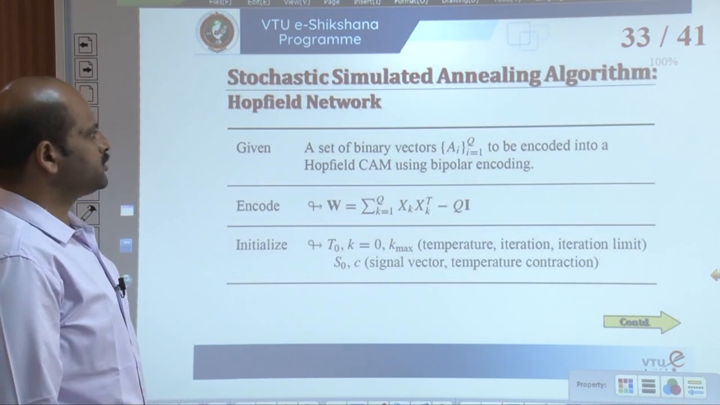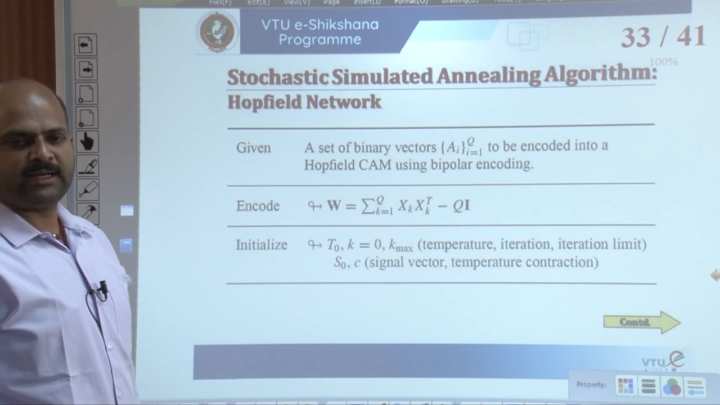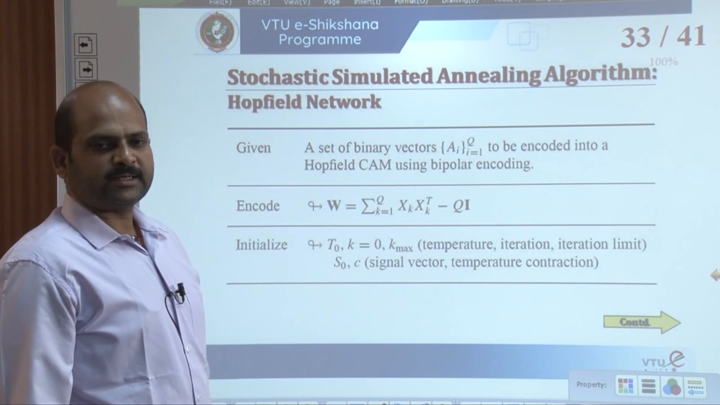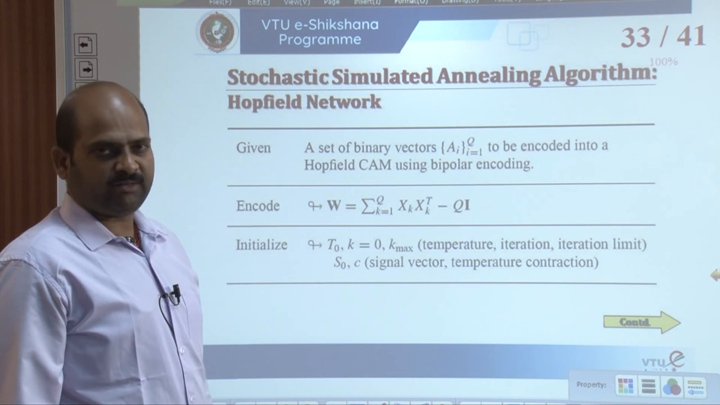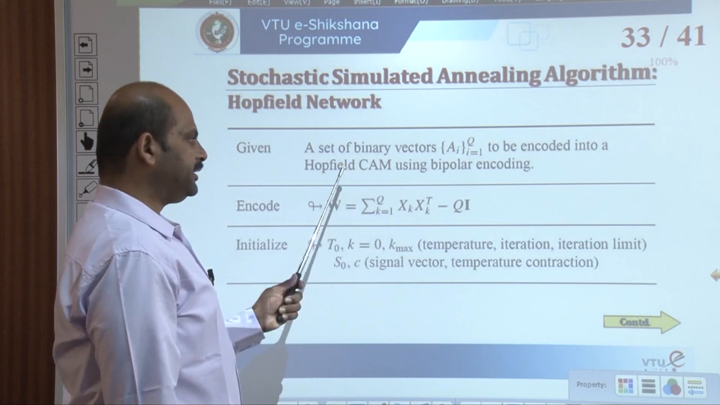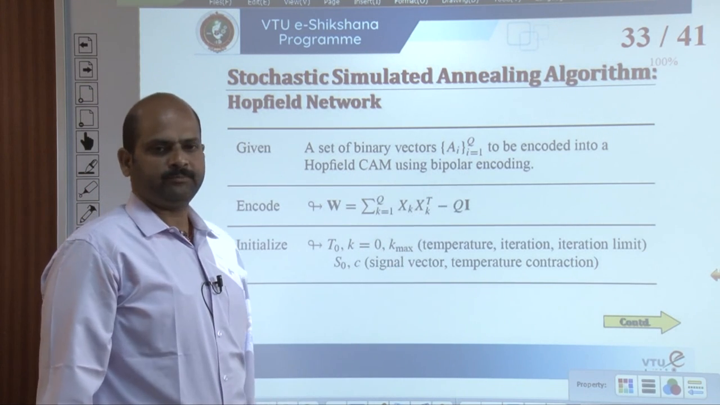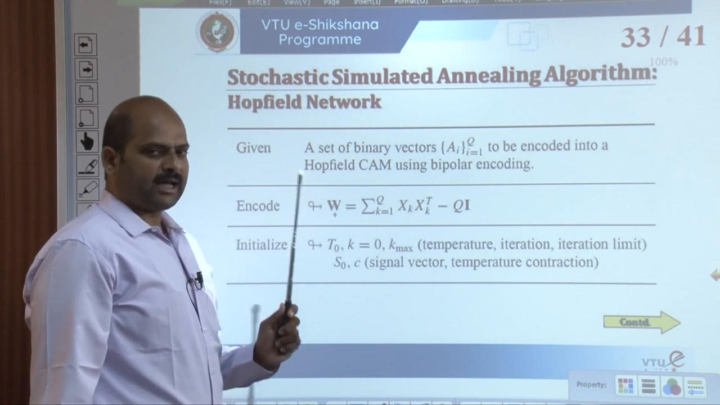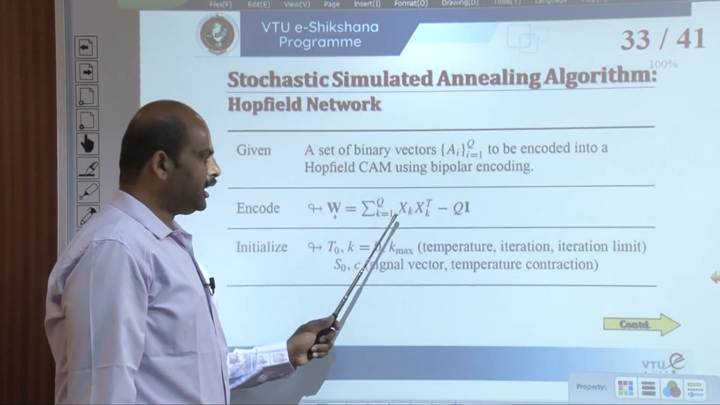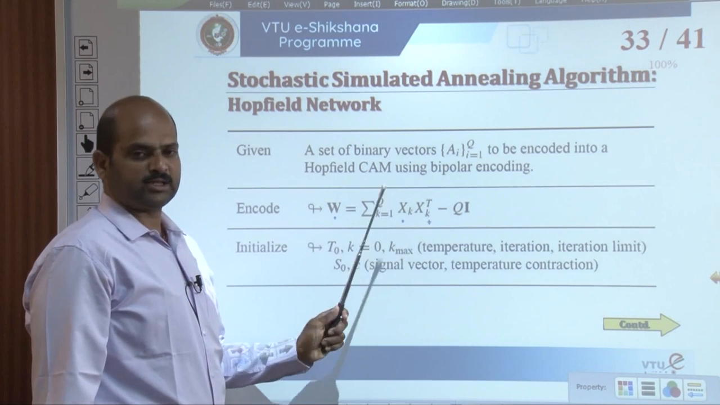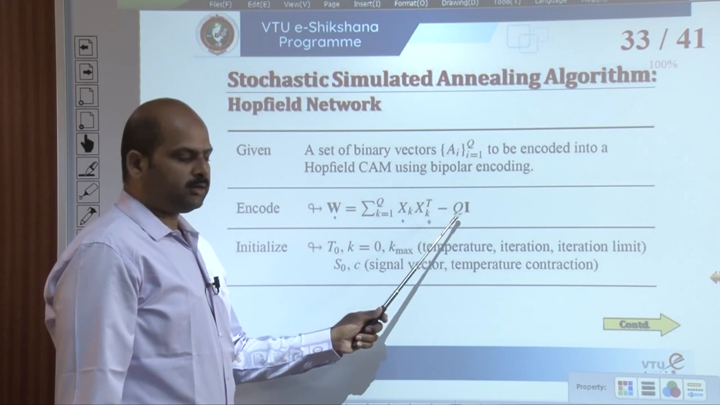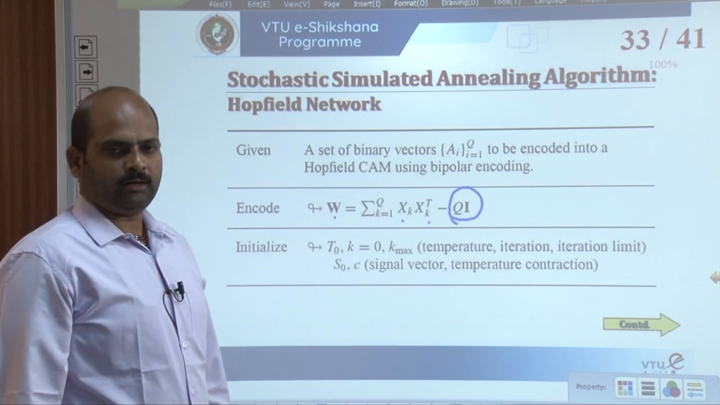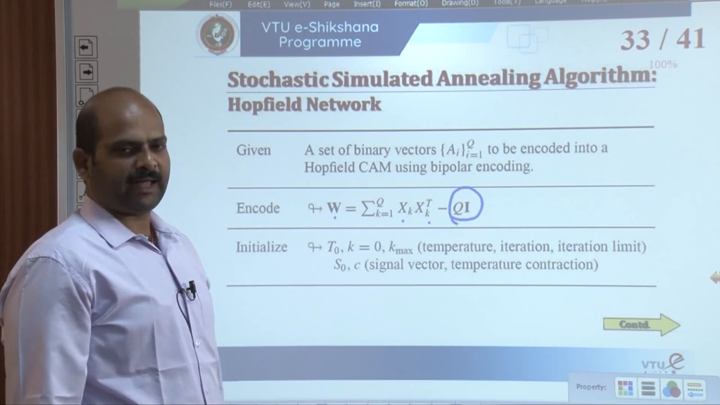Coming to the next one, stochastic simulation. Let me discuss the stochastic simulated annealing algorithm as dealt with in the Hopfield network. As we are already aware, we set binary vectors to be encoded into the Hopfield CAM using a bipolar encoding, and we make the encoding process of the W matrix as x of k into x transpose, subtracted by the new identified neuron value, the randomly selected neuron I.